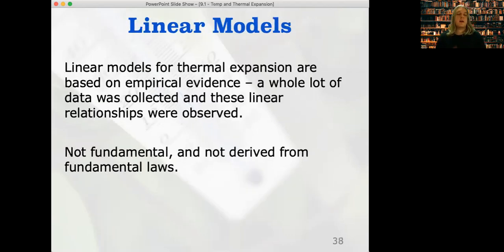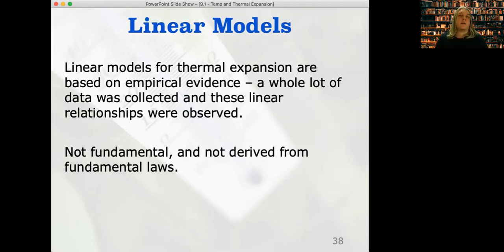Linear models are based on empirical evidence. Empirical means we go out and we actually measure stuff. We do things. We just gather data. A whole lot of data collected means we can then start to build up these relationships. We can determine the values for alpha and beta based on all of that information.